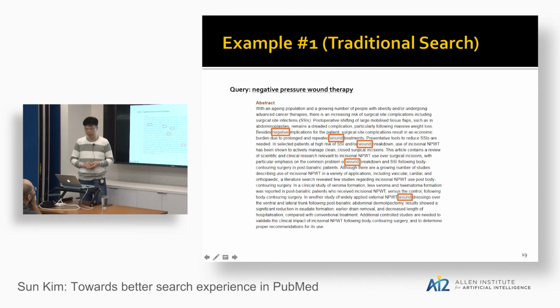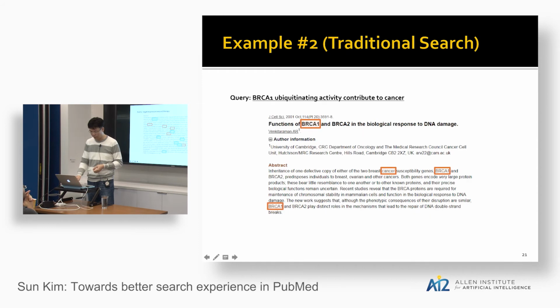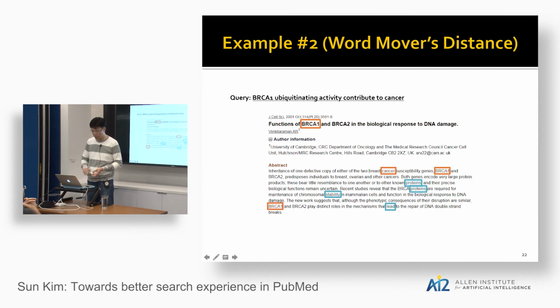So let's compare the search based on word mover's distance and traditional search. For the query negative pressure wound therapy, traditional search only finds the exact same word appearing in text. So there's a match for negative and wound, but not for pressure and therapy. If you use word mover's distance, we find more relevant words such as therapies and the short name of negative pressure wound therapy, NPWT. Here's another example. For the query BRCA1 ubiquitinating activity contribute cancer, there are exact matches for BRCA1 and cancer, but not for ubiquitinating activity and contribute. But if we use word mover's distance, we find more relevant words: proteins, stability, and lead.